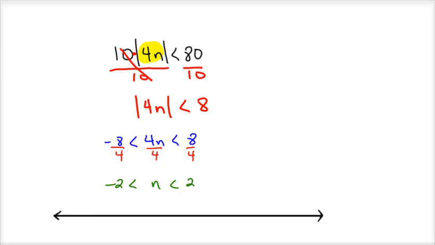So open circles at negative 2 and 2. Open, open. n is greater than negative 2, going this way. n is less than 2, going this way. Overlapping. So our solution set is between negative 2 and 2 without either number being inclusive.